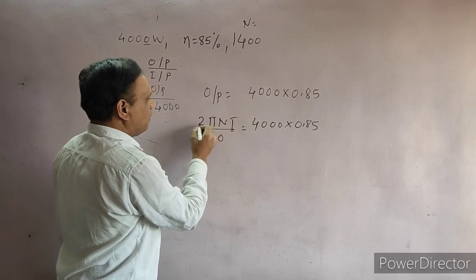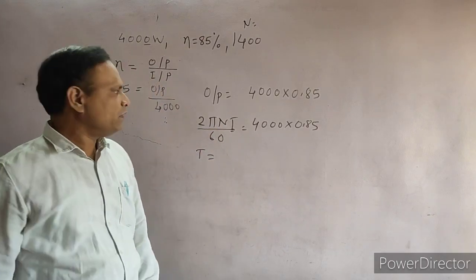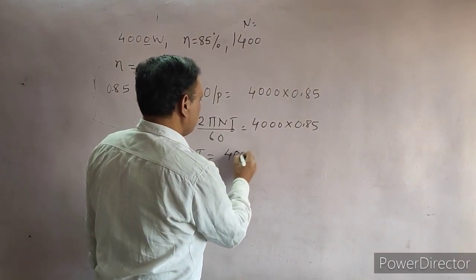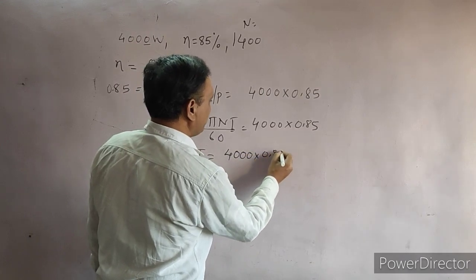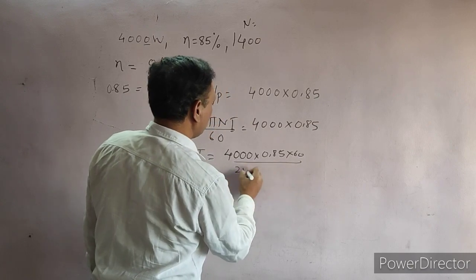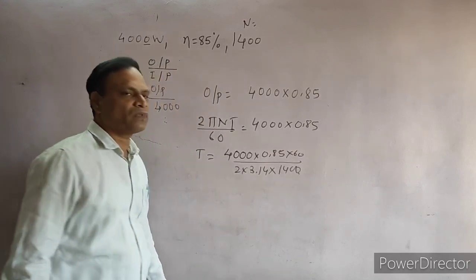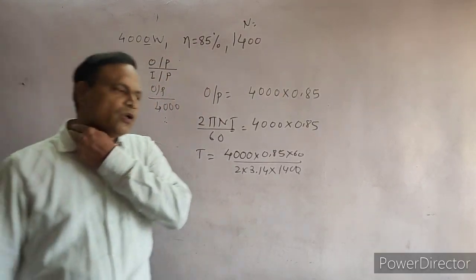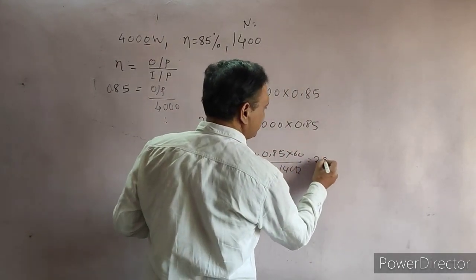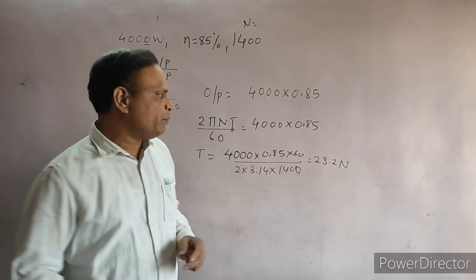I will take the torque to the left side and calculate it as 4000 into 0.85 into 60 upon 2 into 3.14 into the RPM of 1400. So after calculation I get the value of torque as 23.2 Newton meter.